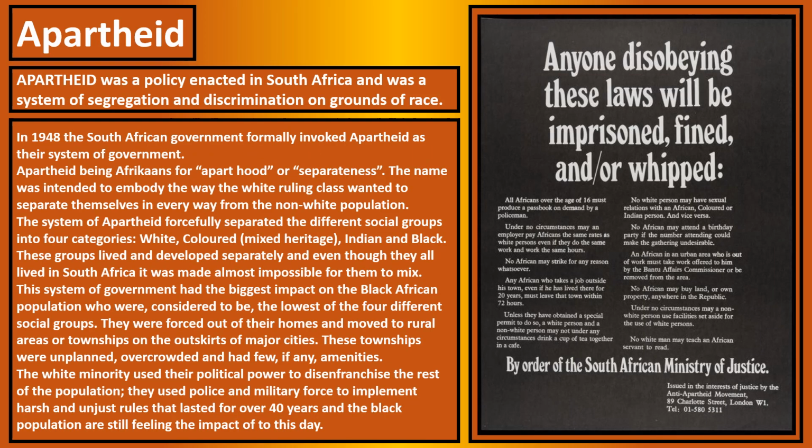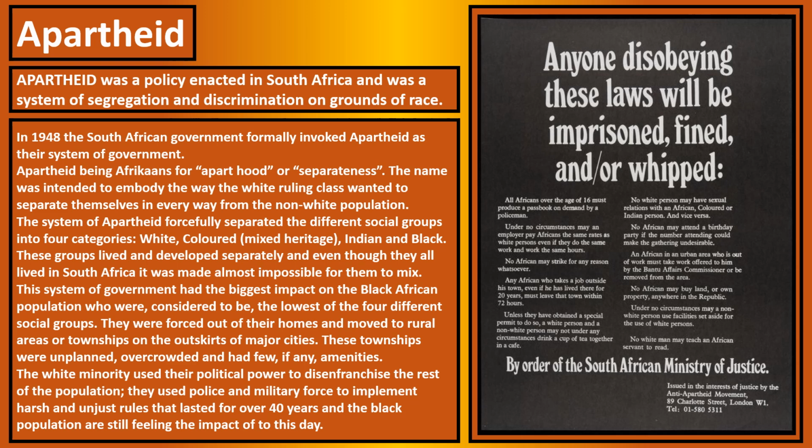One of the most important things we can look at before we start looking at the timeline, before we're looking at the legacy and the impact of apartheid and how that is shown in Tsotsi, is understanding very clearly what apartheid was. And apartheid was a policy. So it was a political movement, a political law, a policy enacted in South Africa, which was a system of segregation and discrimination on grounds of race.